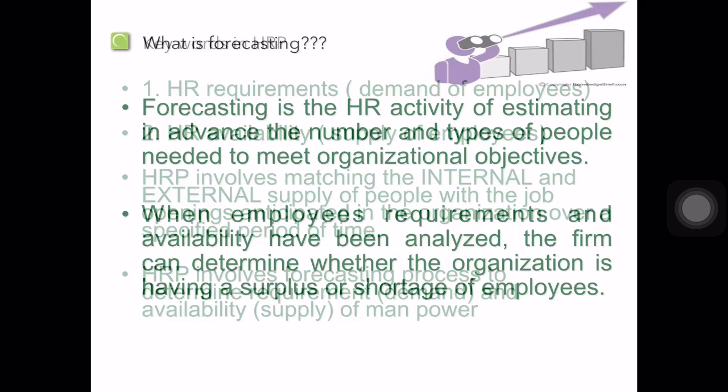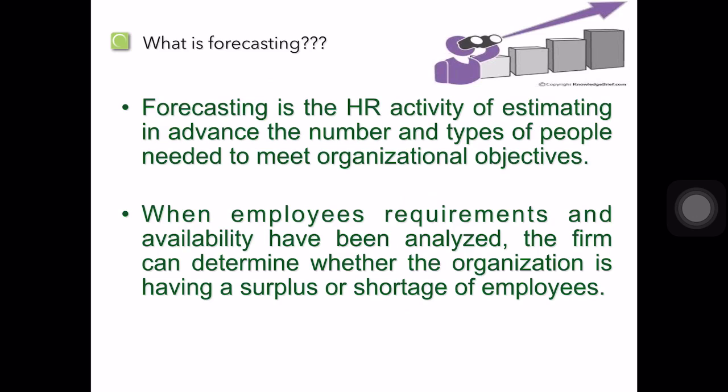So what is forecasting? So again, saya dah cakap dah, forecasting tu basically it is the HR activity of estimating in advance the number and also types of people needed to meet the organisation punya objective. So bila kita kata dengan forecast ni, basically dia main dengan number lah, dia perlu ada nombor. So dia macam you plan you punya budget itinerary nak pergi bercuti. So samalah dengan HRP ni, dia pun ada dia punya itinerary, budget dia.